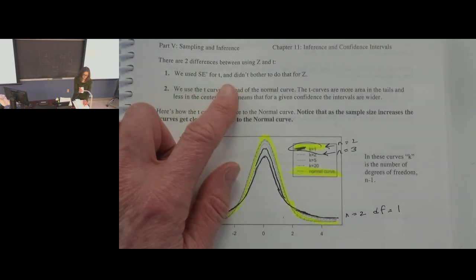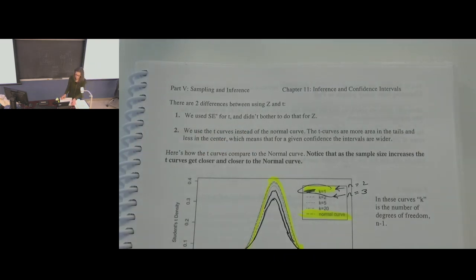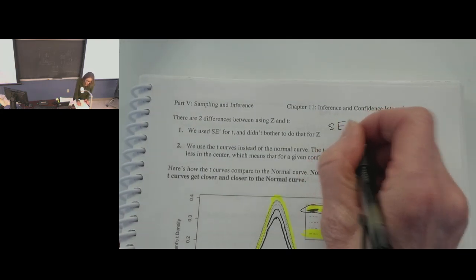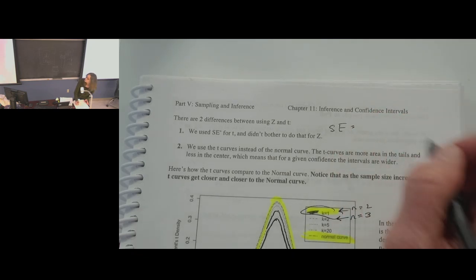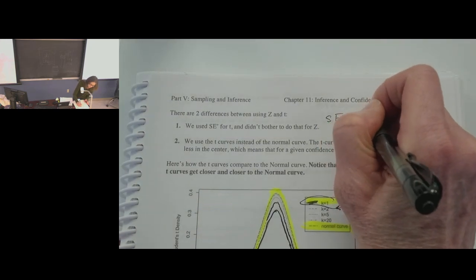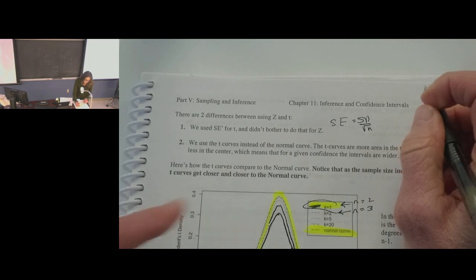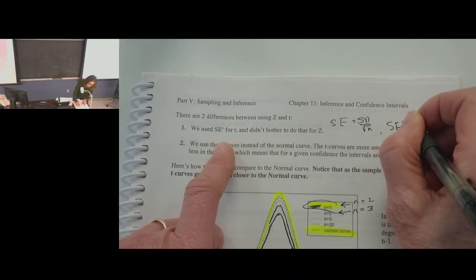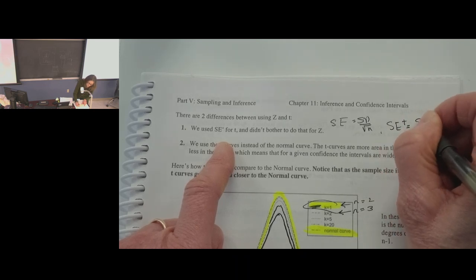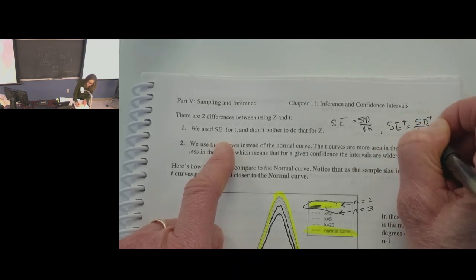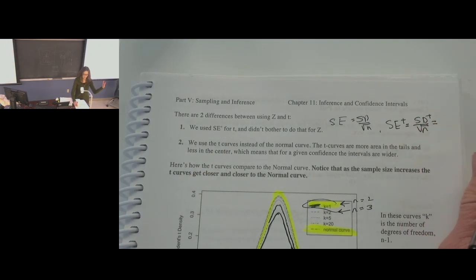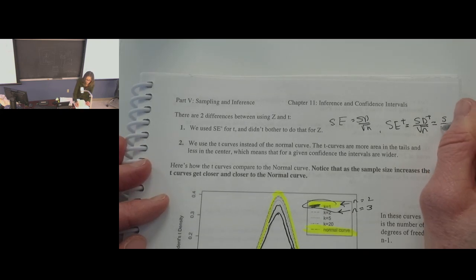Let's just fill in what we know here. So how are we going to do this? Our usual SE is equal to SD over the square root of n. And we're going to use this SE plus. SE plus is equal to SD plus over the square root of n. And that SD plus is called S. You'll always see it as S, which is equal to S over the square root of n.